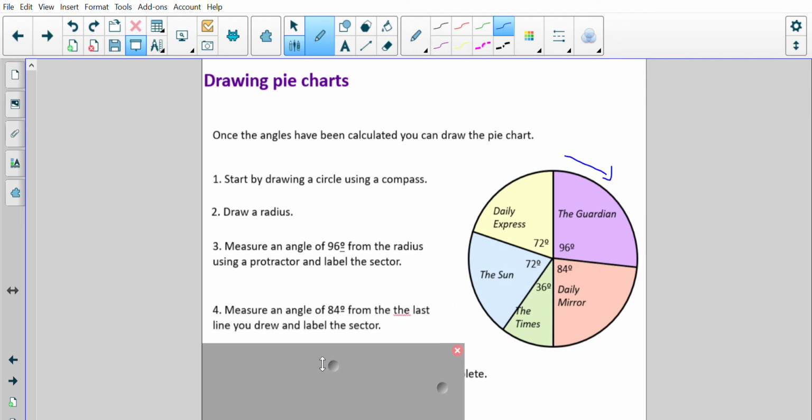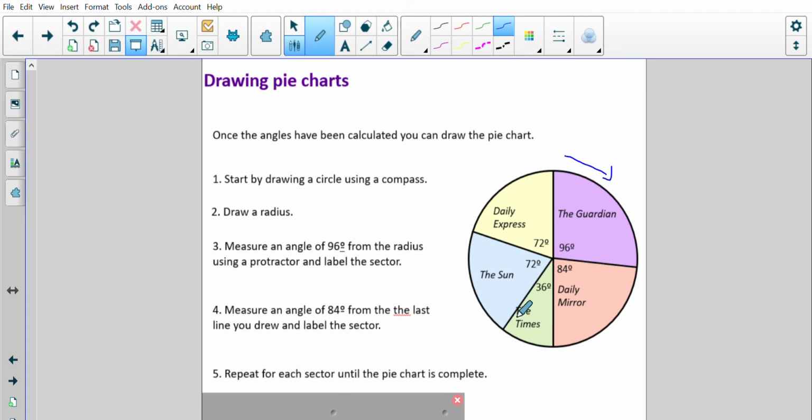So we then carry on around for the next sector, making sure to line our protractor up with this line, and we'll get 84 degrees for the next sector, and we label that with Daily Mail, and then we repeat all the way around for all the sectors until the pie chart is complete. You should always check the angle for the last sector that you're left with to make sure it is the number of degrees that it is supposed to be.